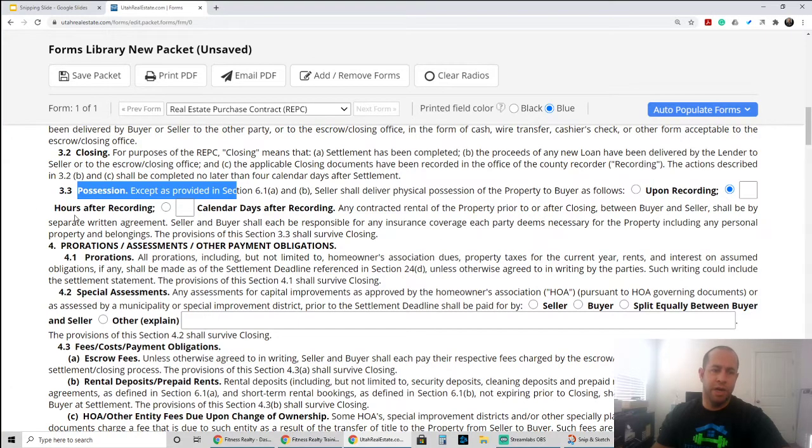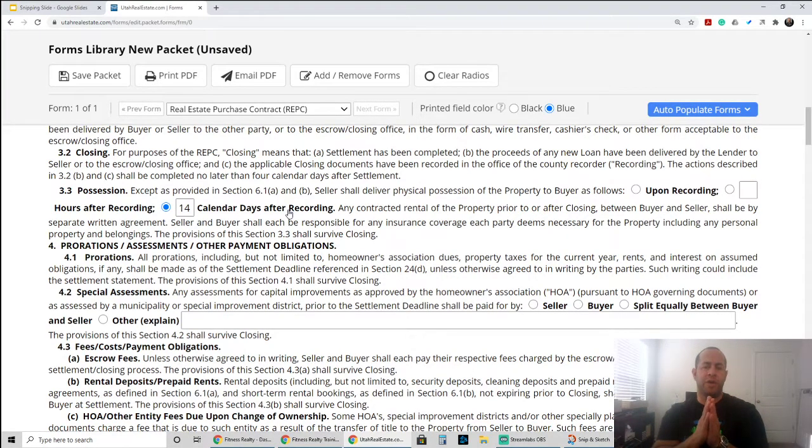Or let's say hours after recording, maybe you want to do a 72 hour, 48 hours is pretty common. I've seen tons of hourly requirements that are all sorts of different. So it matters what the sellers want. I've even had 14 calendar day possessions. When you go outside of 14 days, that might be too long. It just depends on every scenario.